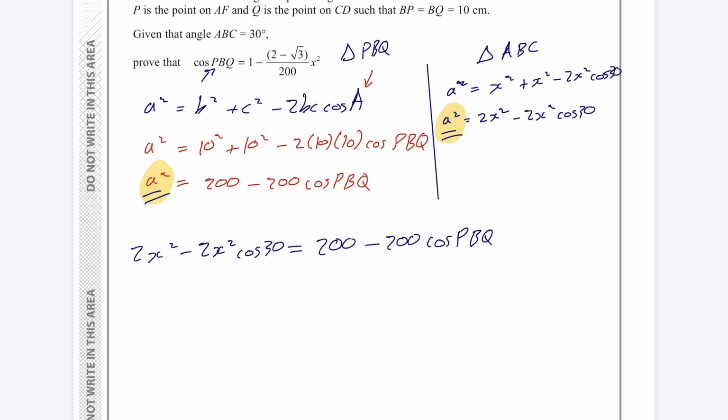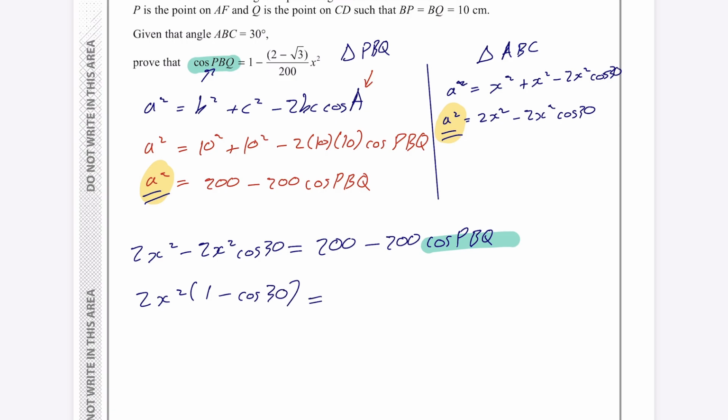So let's look at both sides of the equation. We want to get cos PBQ on its own. We know that because we can see that from up here. I want to get this on its own. So I want to rearrange this equation to make that the subject. Let me just rub that off. So first let's just factorize a bit. So this can be 2x squared, so that will be 1 minus cos 30.